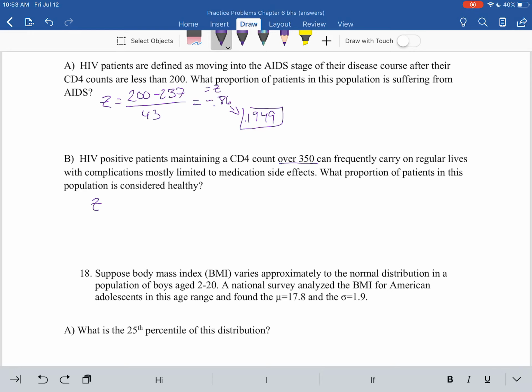So when we set this up, our z is going to be 350 minus 237 divided by our standard deviation of 43. And that equals our z. Z is going to be 2.62. Move that to the table, 0.9956. We're going to take 1 minus 0.9956, which equals 0.0044.